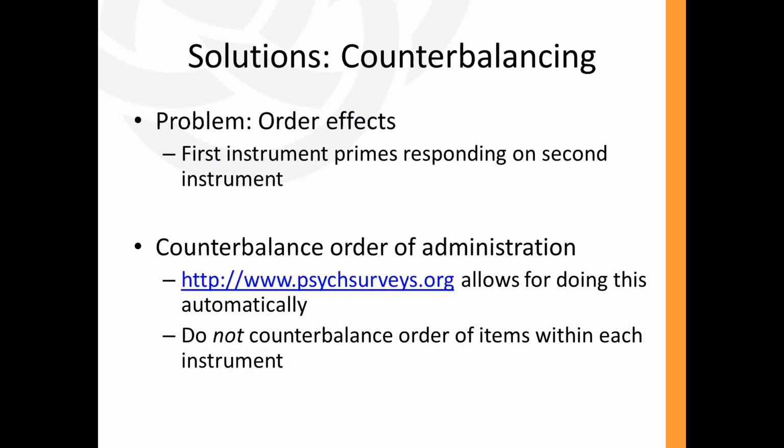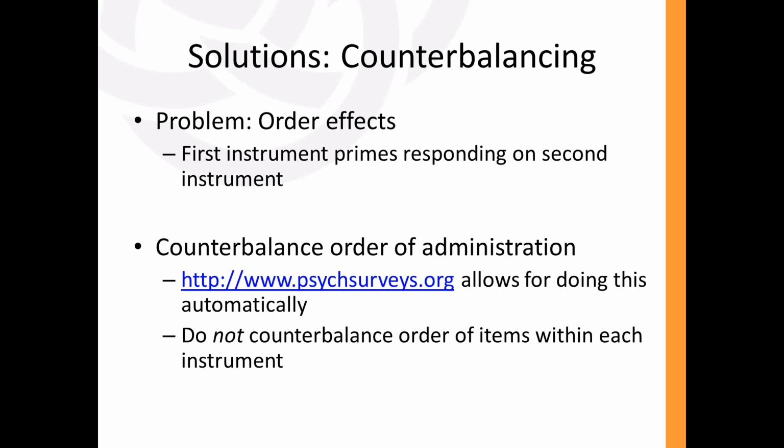Okay. Another solution to common method bias is counterbalancing, and counterbalancing is a technique that addresses the problem of order effects. So as I mentioned previously, if you always do the instruments in the same order, you're going to have the first instrument influence how people respond on the second one. So the solution to this is that you switch the order. For the first person who comes in, they do instrument A first, instrument B second. The second person that comes in does instrument B first, instrument A second.